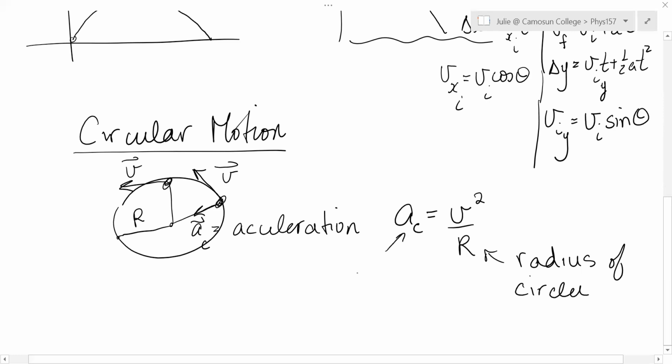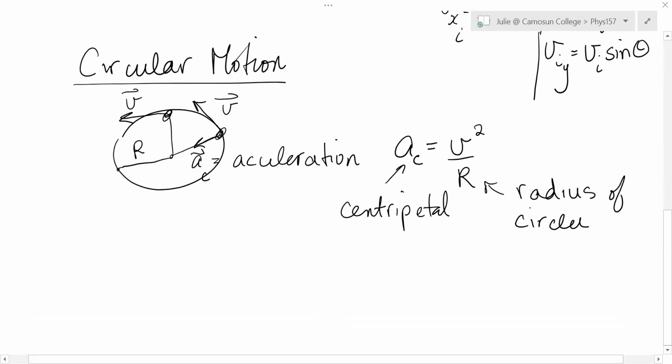And this is called centripetal. Centripetal means center seeking, not to be confused with centrifugal, which is a fictitious kind of force, and we're not going to talk about that here. So this is centripetal acceleration. Sometimes it's called radial acceleration. I think your textbook sticks to centripetal acceleration.